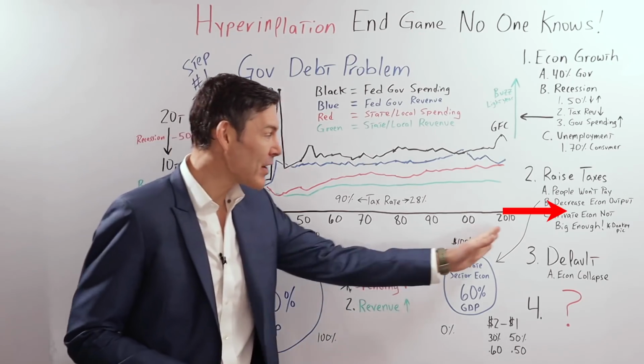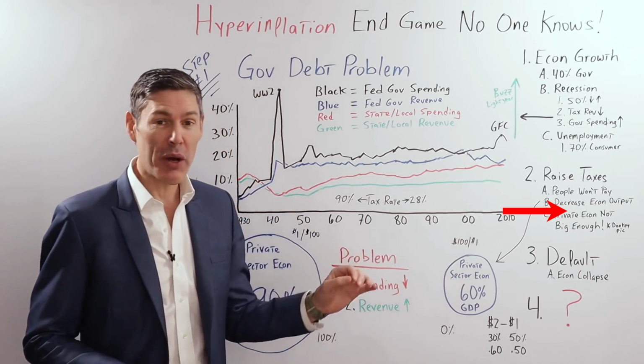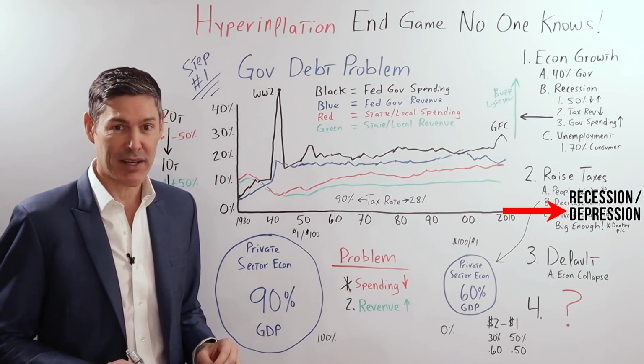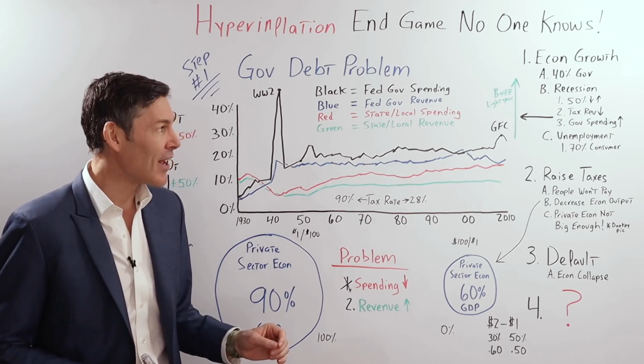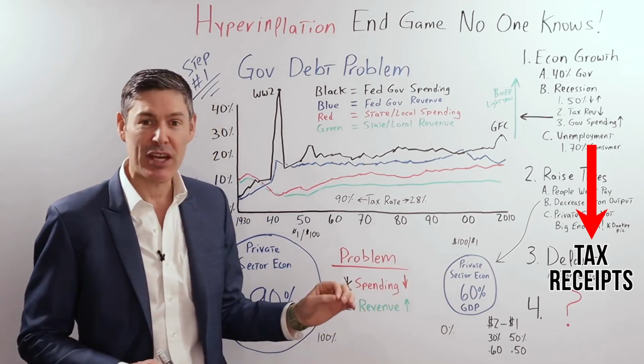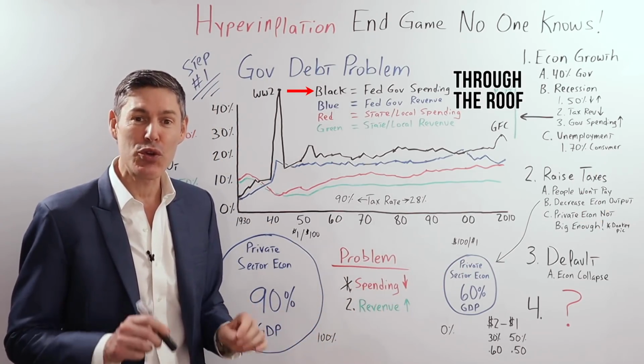So now we're past 2010. We're going into a recession/depression with the cerveza sickness. So what's going to happen to tax receipts? They're going to completely plummet. What happens to government spending? It goes through the roof.